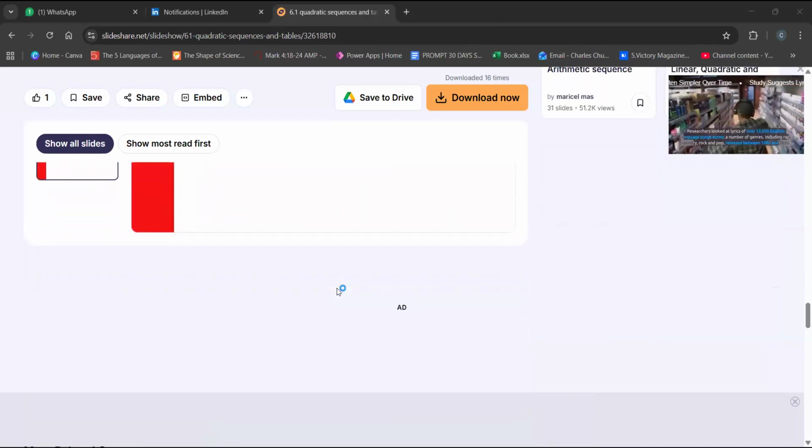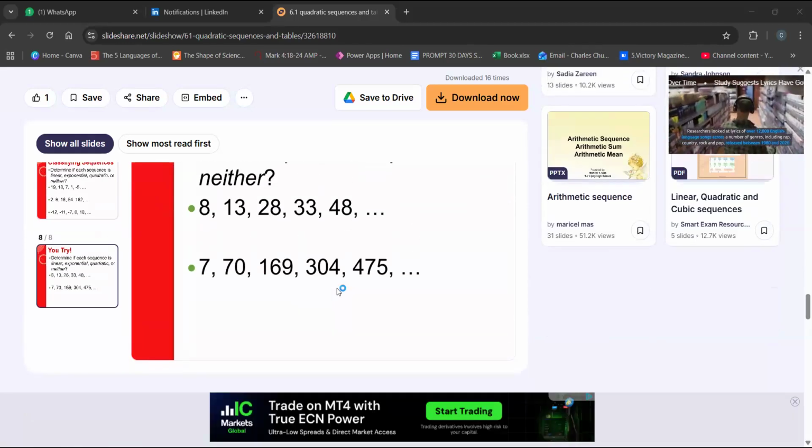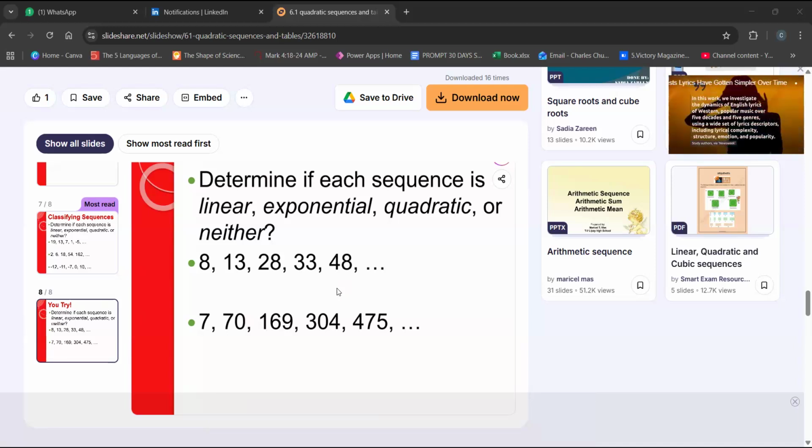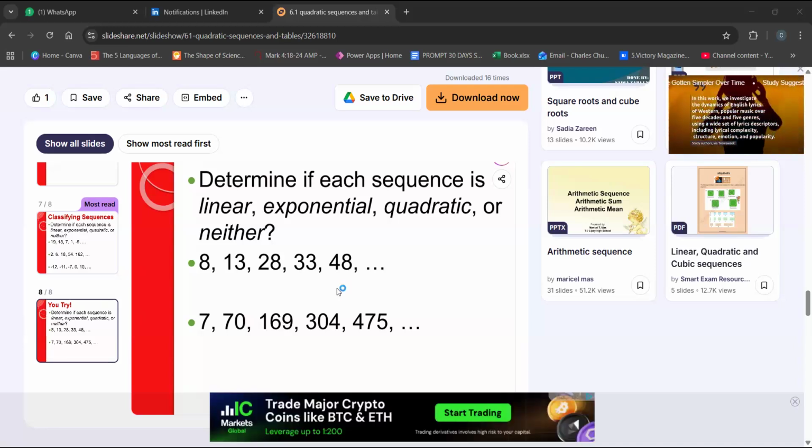Okay, let's see. This is another one for us to come to. Take on the first one. Let's see if you can figure it out. The sequence is 8, 13, 28, 30, and 48.